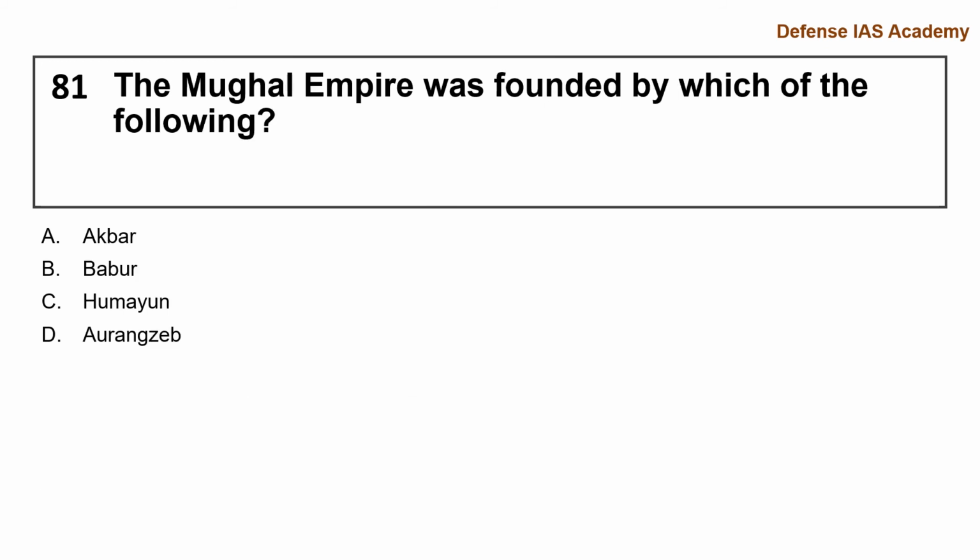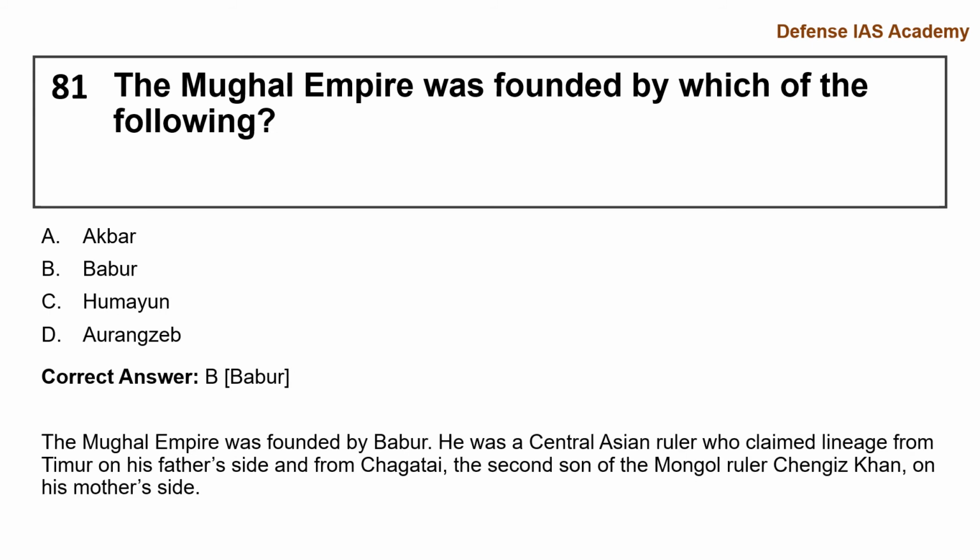Question 81. The Mughal Empire was founded by which of the following? The correct answer is option B, Babur. The Mughal Empire was founded by Babur. He was a Central Asian ruler who claimed lineage from Timur on his father's side and from Chagatai, the second son of Mongol ruler Chengiz Khan, on his mother's side.